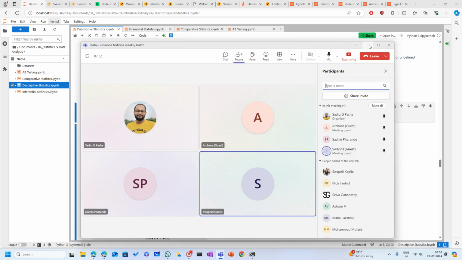Can you please explain again? Once again, tell me? Sure, sure, I'll explain. So Swapnil, meanwhile, yes, can you just check once with Rupali? She told me she would join the class.